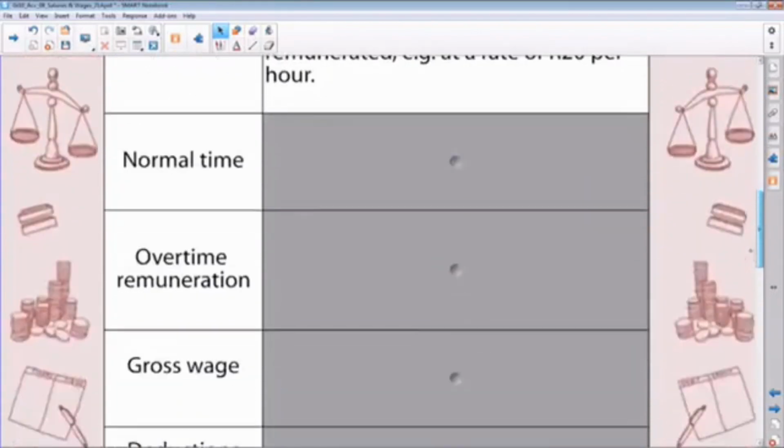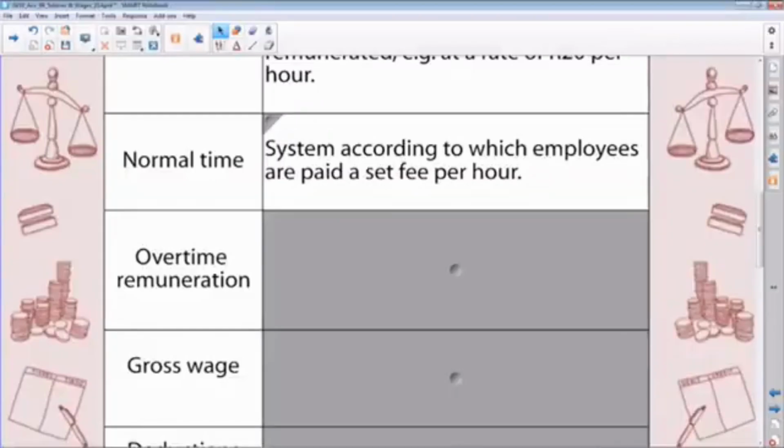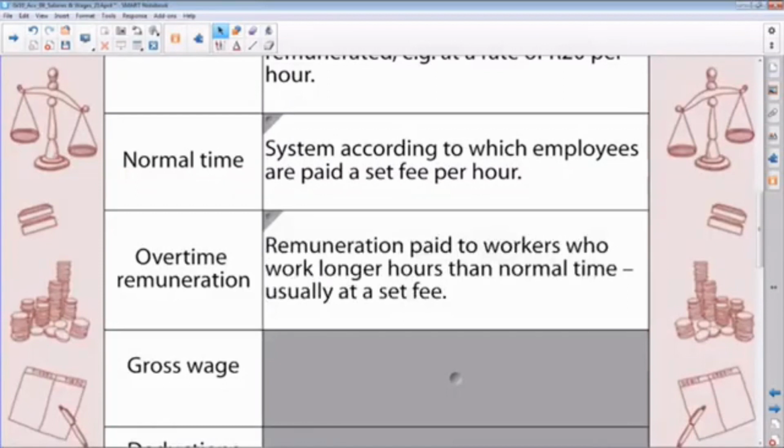Your normal time is normally a system according to which employees are paid at a set fee per hour. And in South Africa, mostly we're going to use 40-hour weeks. So each worker or each employee will work 40 hours a week. Overtime, yes, people like overtime, so they will get extra money. So remuneration is paid to workers who work longer than the normal 40 hours. And that's also at a higher fee. So I can give maybe 1.5 for every 1 Rand. So say you work for an hour for 20 Rand, I pay you 1.5 times that.